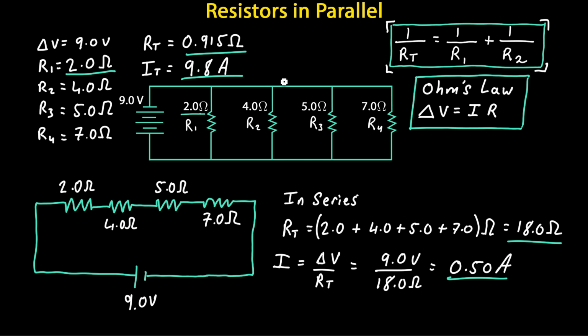So this shows us that we can drastically affect a circuit's current and total resistance just by changing the arrangement of the resistors or the components in a circuit.